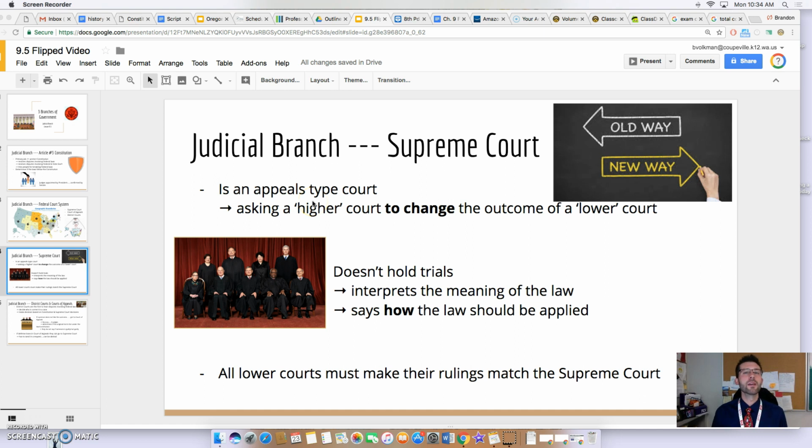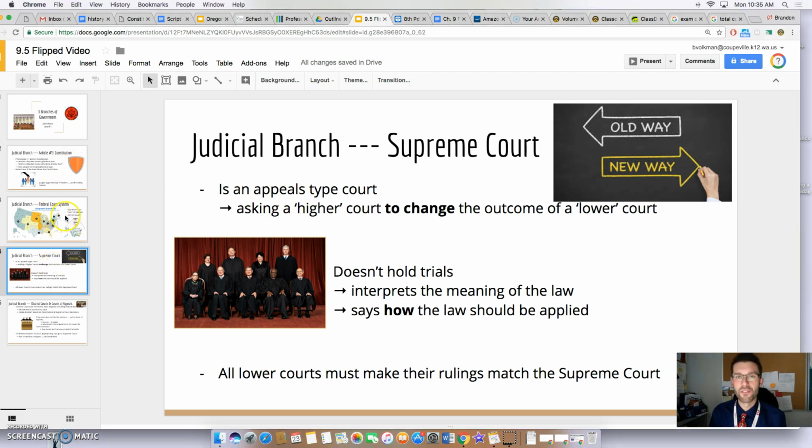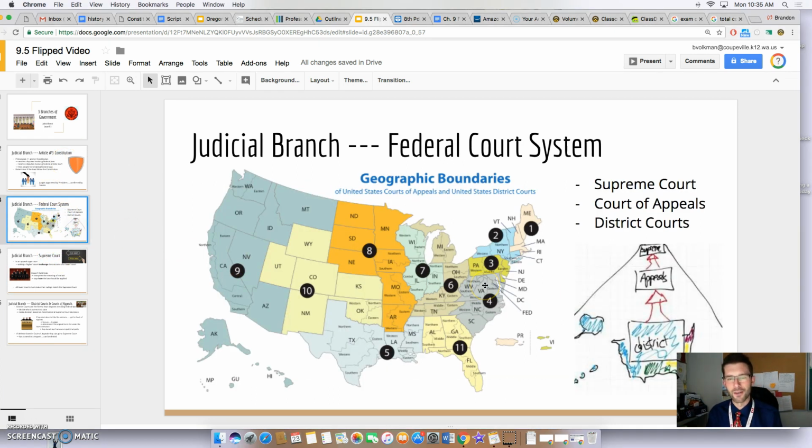When you make an appeal in the courts, you are asking a higher court to change the outcome or ruling of a lower court. So back to my very previous slide here. Thank you for that bad grammar, Mr. Volkman. If you went to the Supreme Court, what you're really saying is that you didn't like the decision that the Court of Appeals made and you want to get it changed.